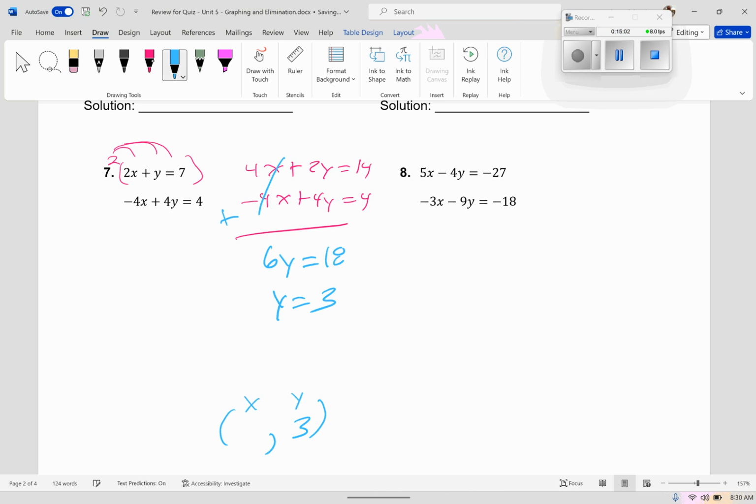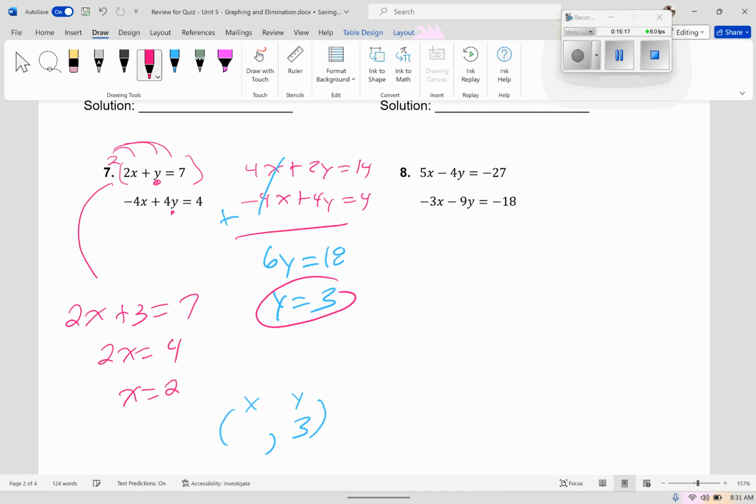Now I have to figure out my x value. So I'm going to take this 3. I'm going to plug it either into here or here. I'm going to pick the top one. So I'm going to get 2x. There was a y there, but now it's going to be a plus 3. I'm going to subtract 3 from both sides. Divide both sides by 2. So 4 divided by 2 is 2, so 2 comma 3.